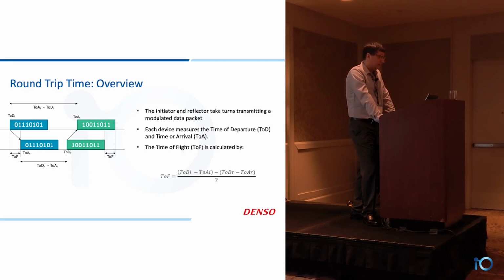And then the reflector, shown in the green boxes, also from the same random number generator, sends a modulated data packet back to the initiator. The initiator and the reflector are both capable of measuring the time of departure of their packets, as well as the time of arrival. And we'll show that the time of arrival can be measured to about 10 nanoseconds with a good SNR.